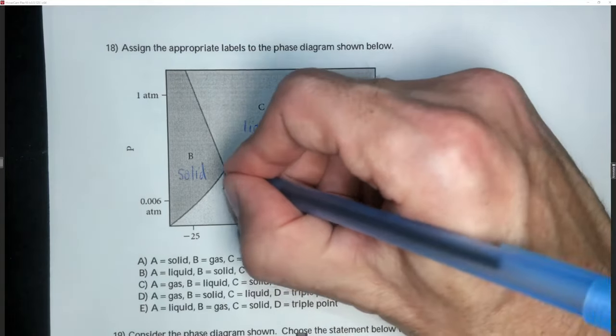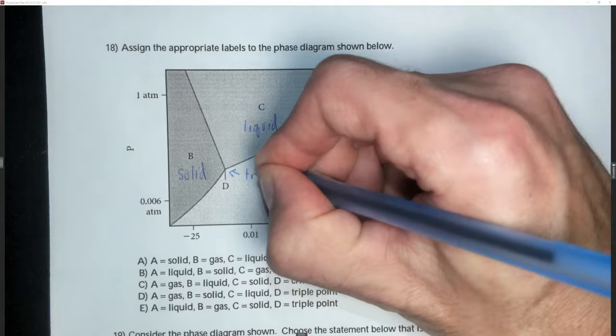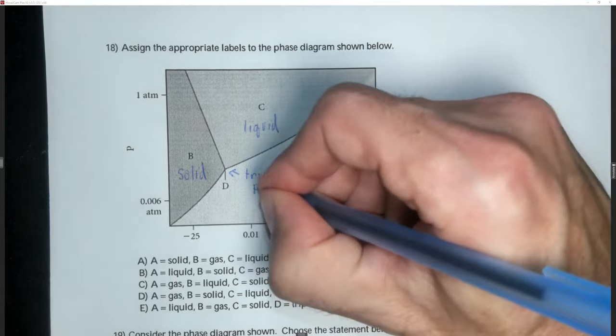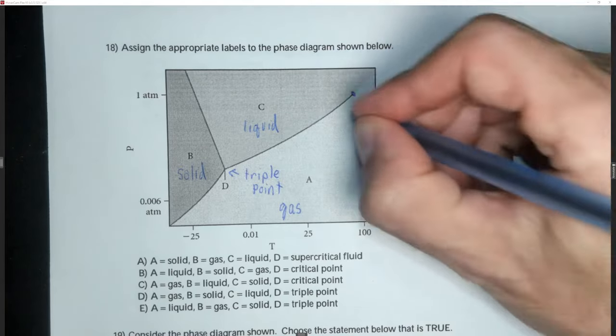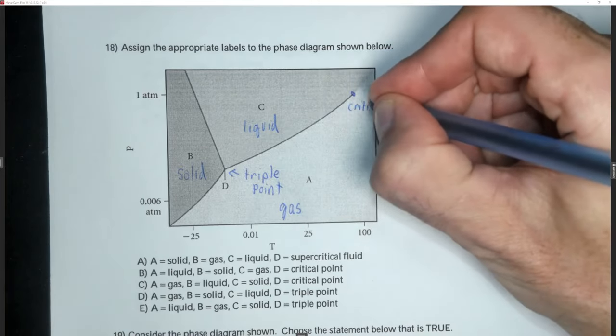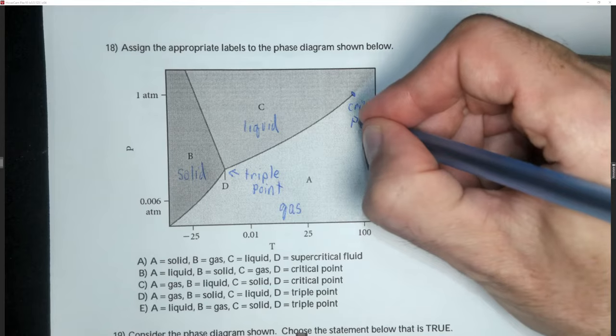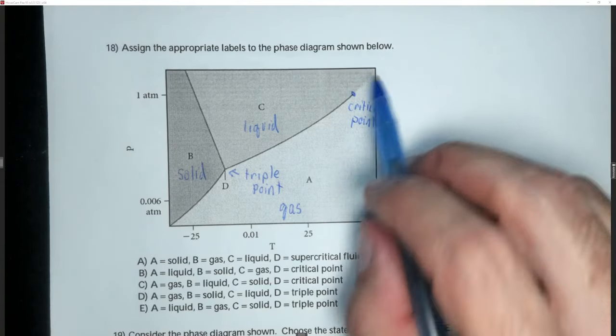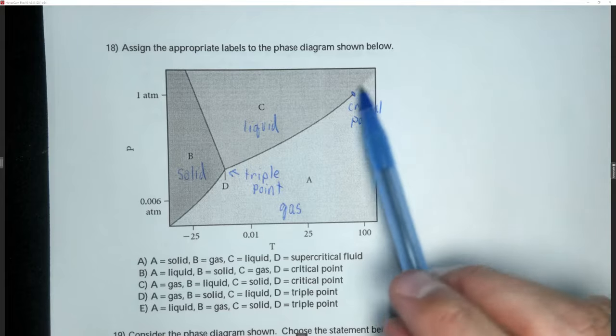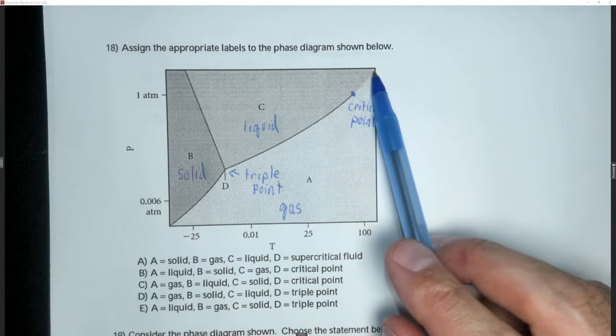This point is called the triple point, the temperature and pressure at which all three phases of matter can exist. This point is called the critical point, and above it you can make a supercritical fluid, which is kind of a different state of matter between a liquid and a gas.